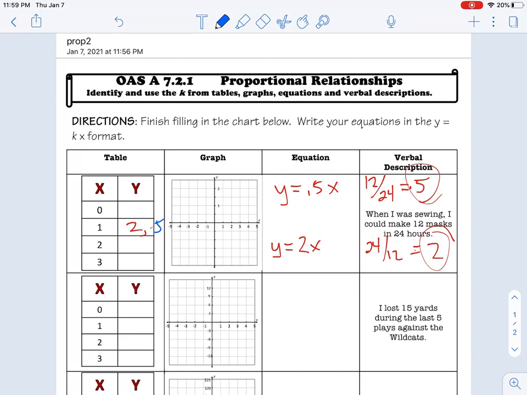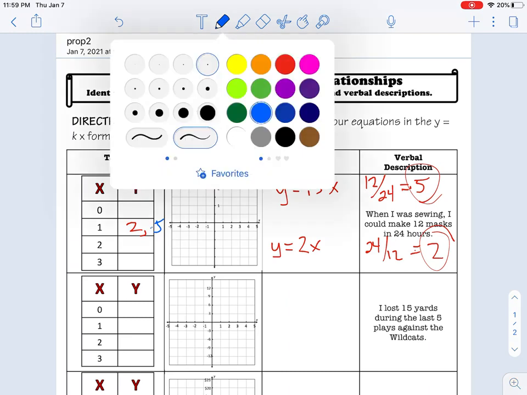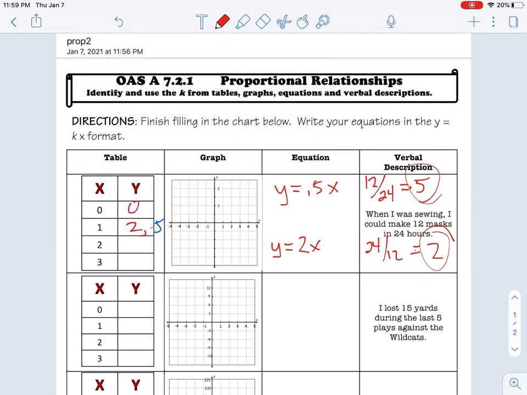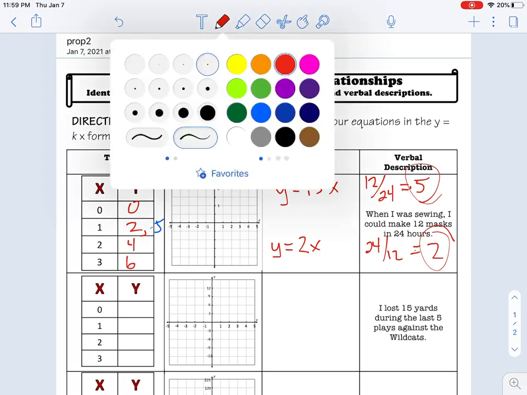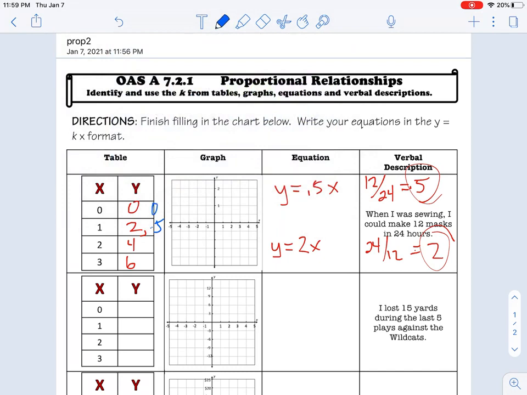Now, if it's a proportional relationship, we also know that it has to include 0, 0. So at this point, we're going to continue the pattern. The constant change is 2, right? So 2 divided by 2 is 1, and 1 times 2 gets back to 2. So now I can multiply 2 times 2 and get 4, 3 times 2 and get 6. If I was doing 0.5, again, it would still start at 0. And now 1 is 0.5. That means 2 would be 1, and 3 would be 1.5.